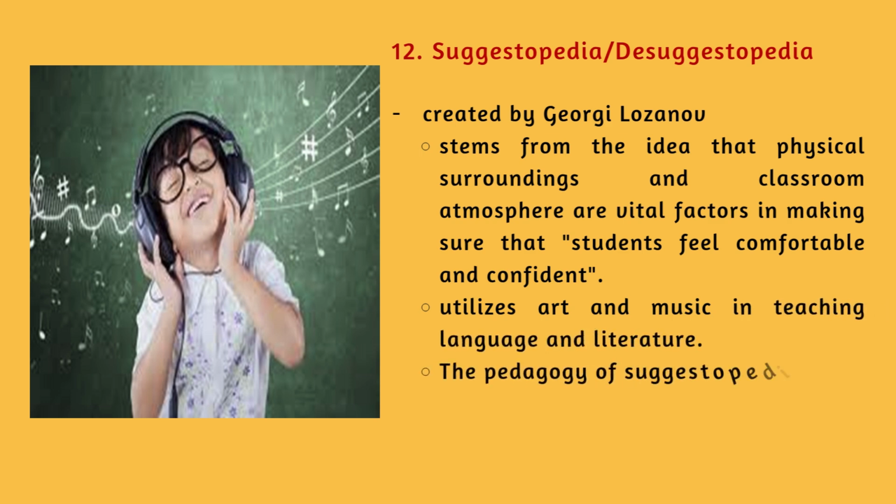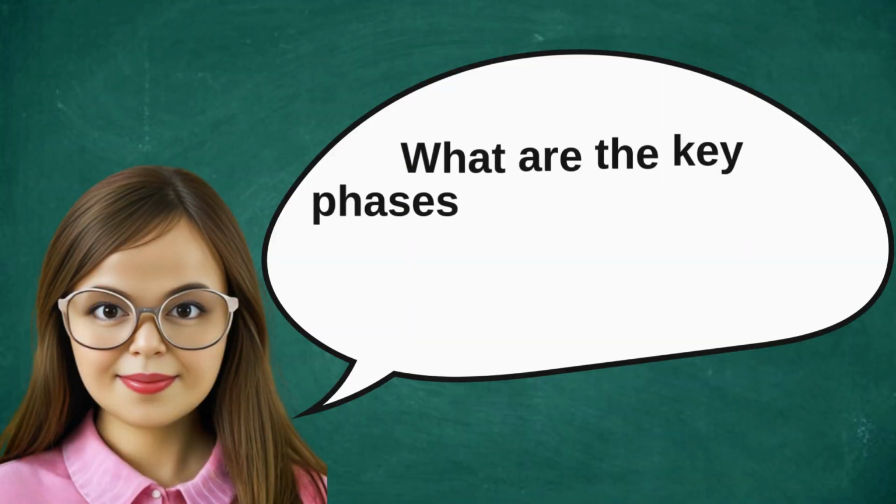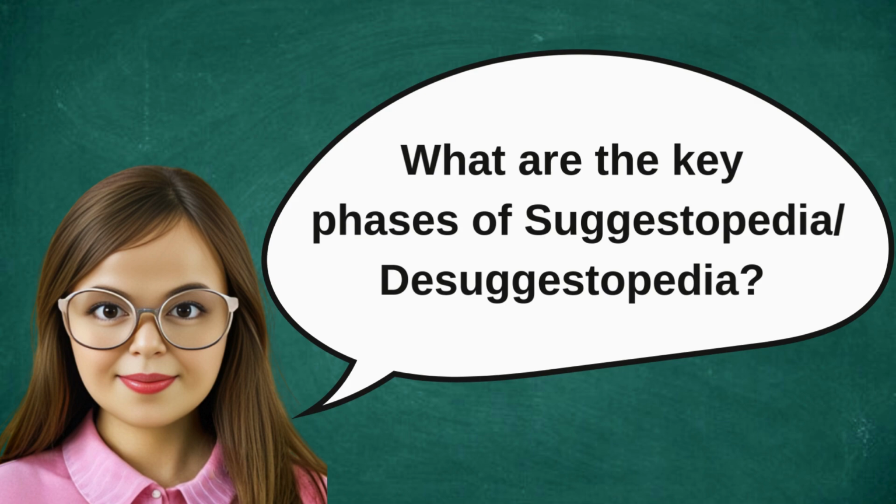This method makes use of music, particularly Baroque music and art, in teaching language and literature, and it consists of 4 phases. Now, what exactly are these 4 phases of Suggestopedia or Desuggestopedia? Let's talk about each one.